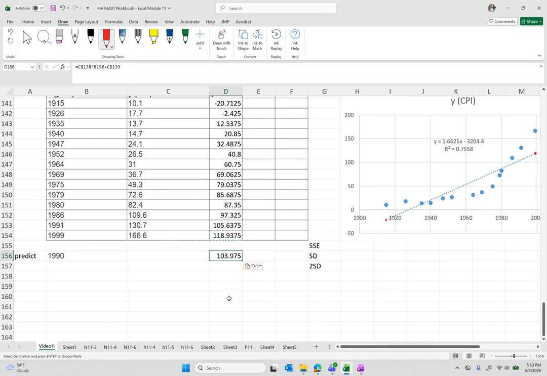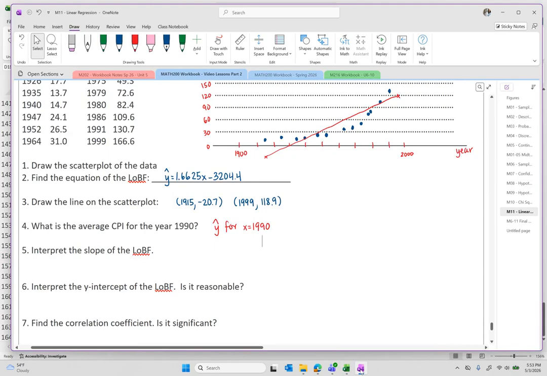So that comes out to be 103.975. I need to go in my notes. All right, so that was approximately 103.975, and that is the average CPI for 1990 from the line of best fit.